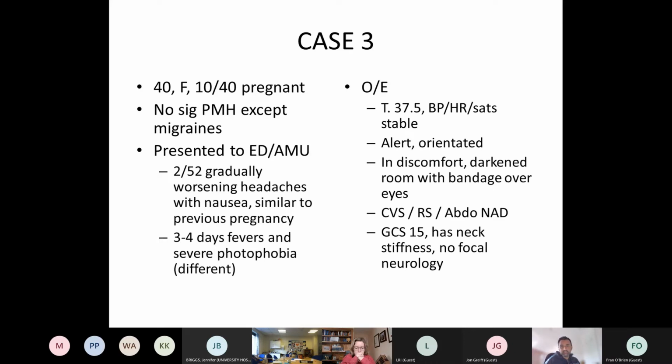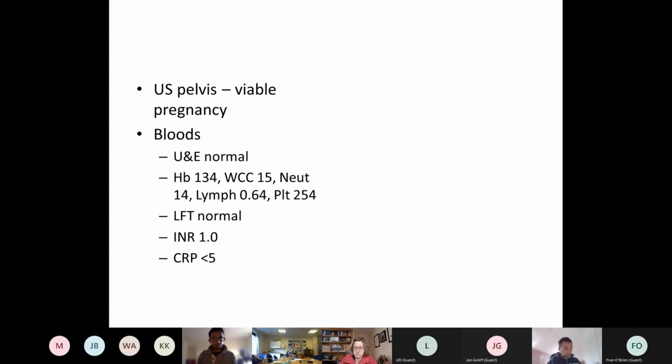On examination, she had a low-grade temperature, obs were fine, GCS was fine. But she's a typical patient that some of you might have seen, sitting in a darkened room, bandages over their eyes, not wanting to look at the light or have you turn the lights on. Cardiovascular and abdominal exam all normal. She definitely had neck stiffness, but there was no focal neurology. So obvious signs of meningism, really. She has an ultrasound of her pelvis. There's a viable pregnancy. That's all fine.